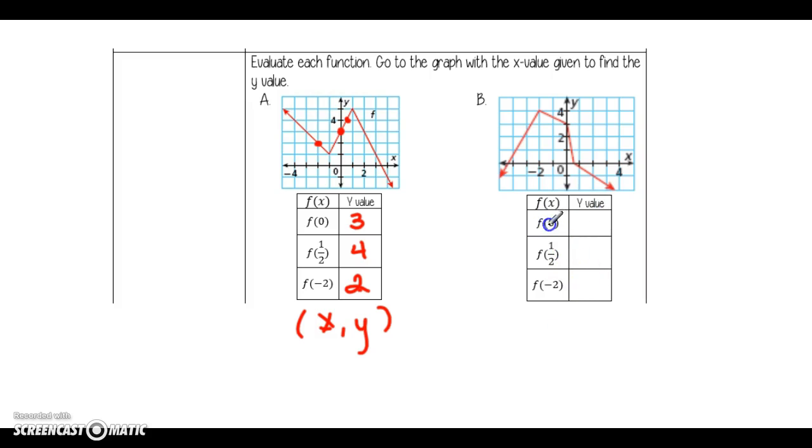Go ahead and try it on your own with this one. Again, these are your x's. Go to that x value, go up to your line, put a dot, and figure out what's the real coordinate. What's the y value that you're at? So go ahead and pause now and try B on your own, all 3 of those function values. Check when you're ready. How'd you do?